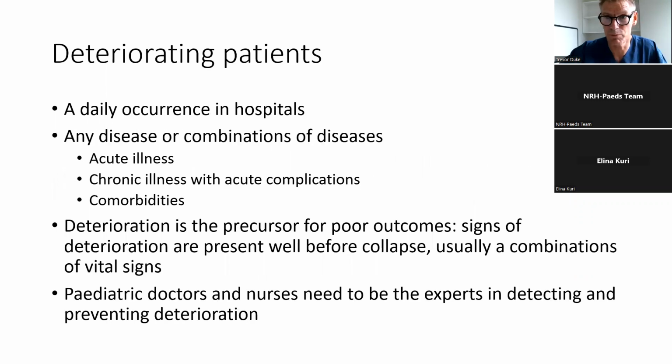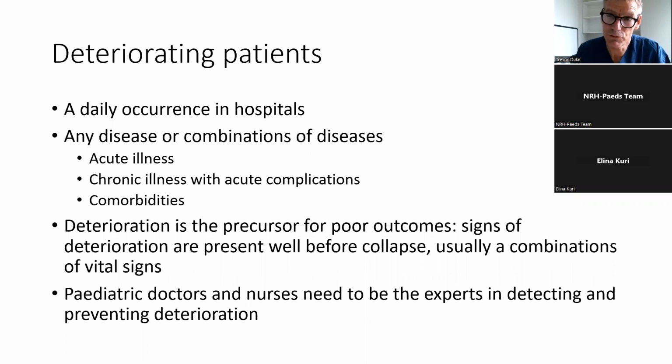You can think of other examples, I'm sure, that you've seen in the last few weeks of children who've deteriorated. As I said, it's a daily occurrence in hospitals, and it can be from any disease or combination of diseases, from an acute illness or a child with a chronic condition with some acute complications, or because a child with a chronic or acute illness has comorbidities, such as unrecognized anemia or unrecognized severe malnutrition, or on top of their chronic illness, they may have developed an infection. So that combination of acute on chronic with comorbidities is a common reason why children deteriorate.